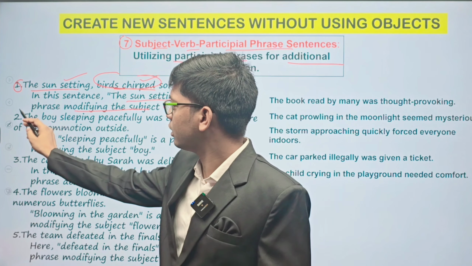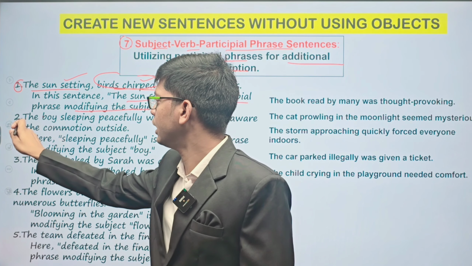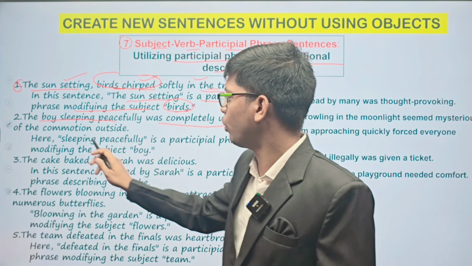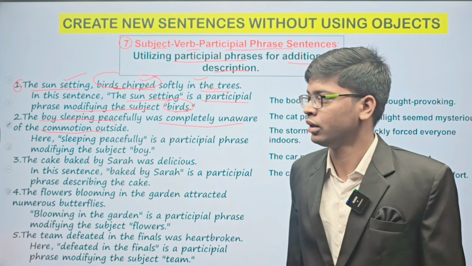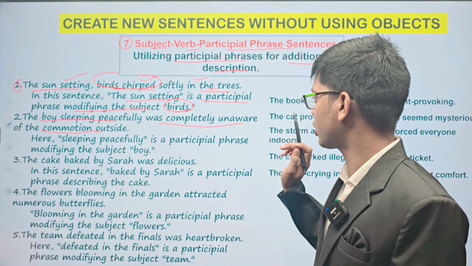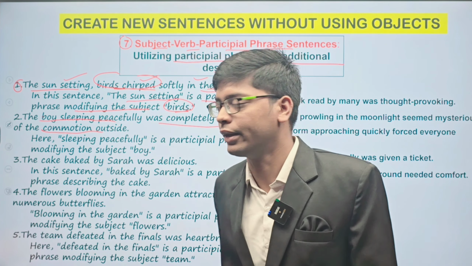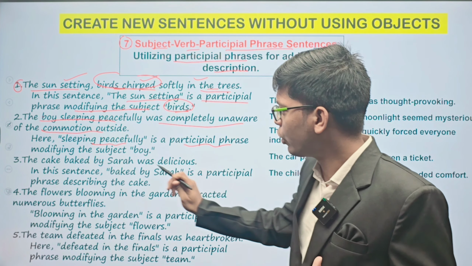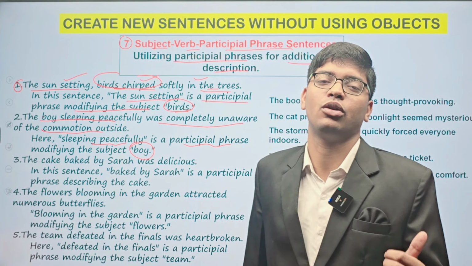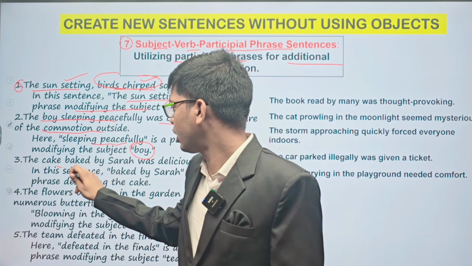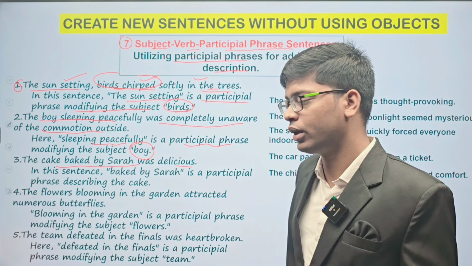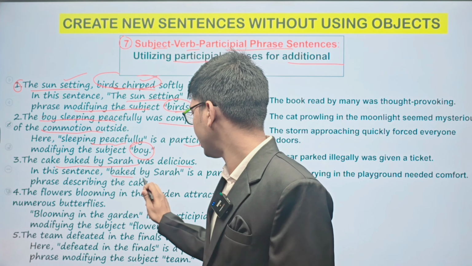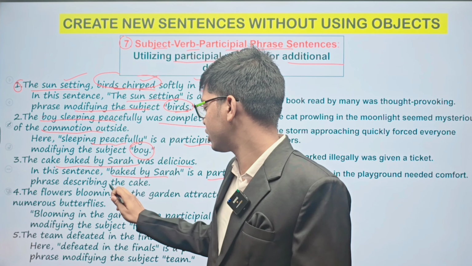Next: "The boy sleeping peacefully was completely unaware of the commotion outside." Here, "sleeping peacefully" is a participle phrase modifying the subject, boy. Next one: "The cake baked by Sarah was delicious." In this sentence, "baked by Sarah" is a participle phrase describing the cake.